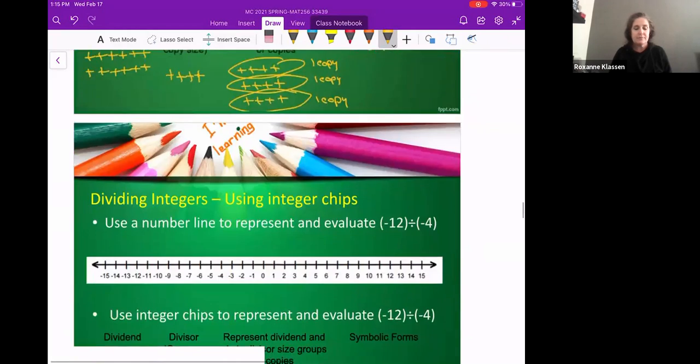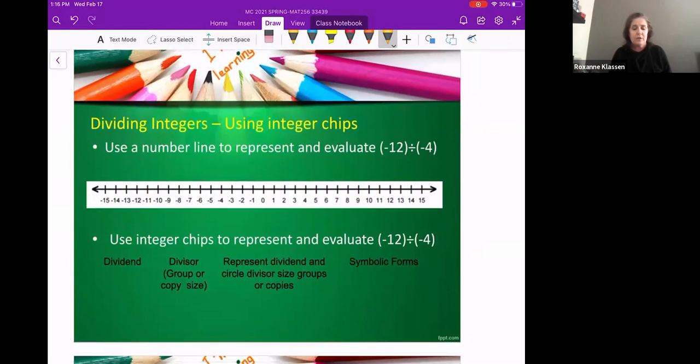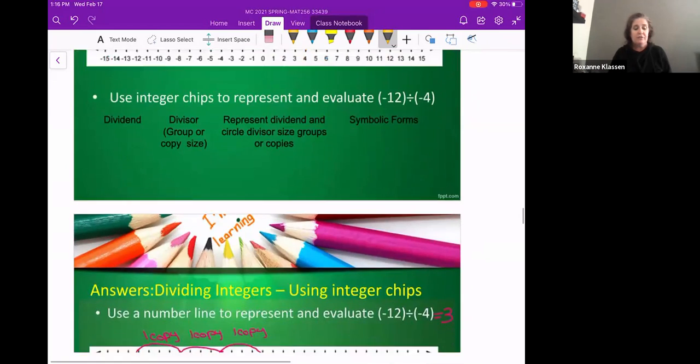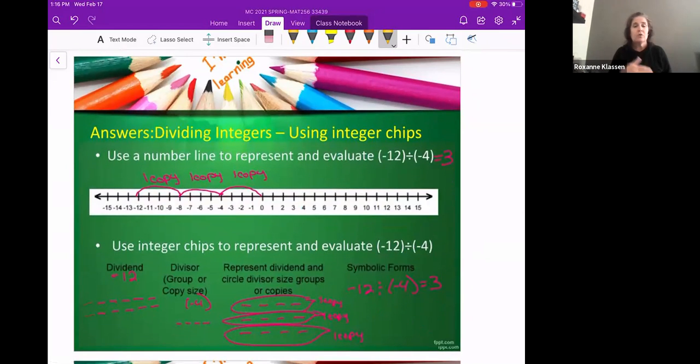Not a worry. How about -12 divided by -4? I think you'll still be okay, right? We have -12 chips. We're going to put -4 chips in each group. So our group size is -4. So again, I'm going to have 3 copies. This is not worrisome.